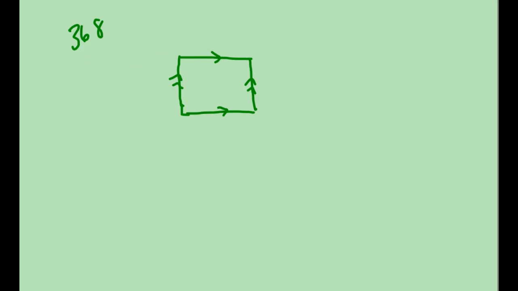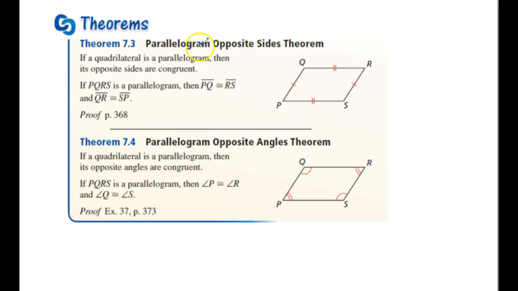So now let's look at our different theorems. My parallelogram opposite sides theorem: if I'm talking about a parallelogram, then I know my opposite sides are congruent. So if this is a parallelogram, then PQ is congruent to RS, my opposite sides, and QR is equal to PS, my opposite sides. So I know that if my sides are equal, I also know my angles would be equal too. That's why these two theorems go very well together.